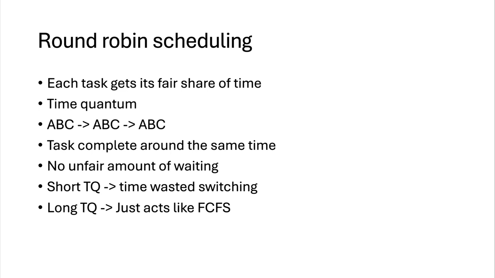This results in all 3 of the tasks being completed around the same time, meaning that no task had to wait longer than another, which would have happened in something like first come, first serve. Now, switching between tasks does take a small amount of CPU time, so the time quantum must not be so small that the CPU spends most of its time switching instead of working on and completing tasks. It must also not be too large, or else it will just end up acting like first come, first serve. It won't be switching between tasks and divvying up that time.